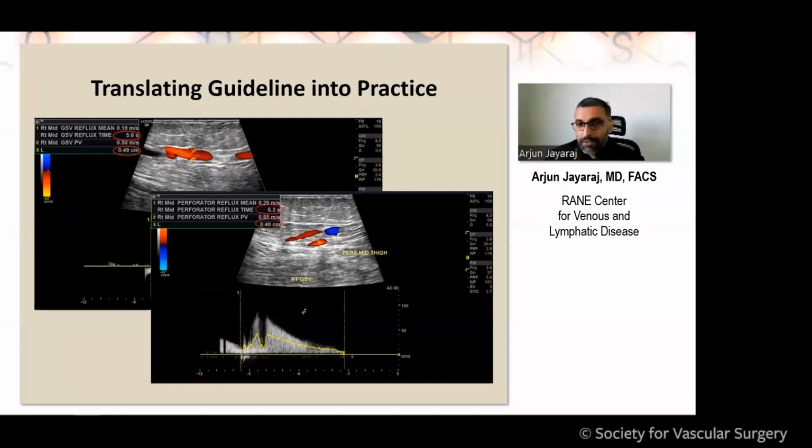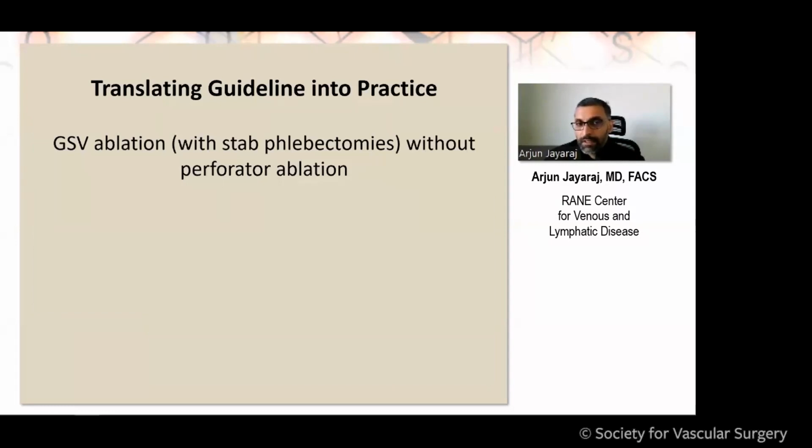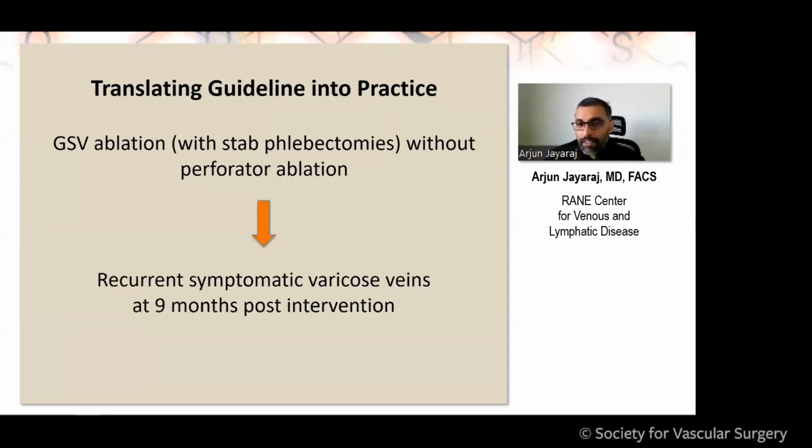So in this particular patient, based on the previous recommendations, we decided to proceed with great saphenous vein ablation with stab phlebectomies without perforator ablation. However, at 9 months, she came back with recurrent symptomatic varicose veins. So what do we do at this point?